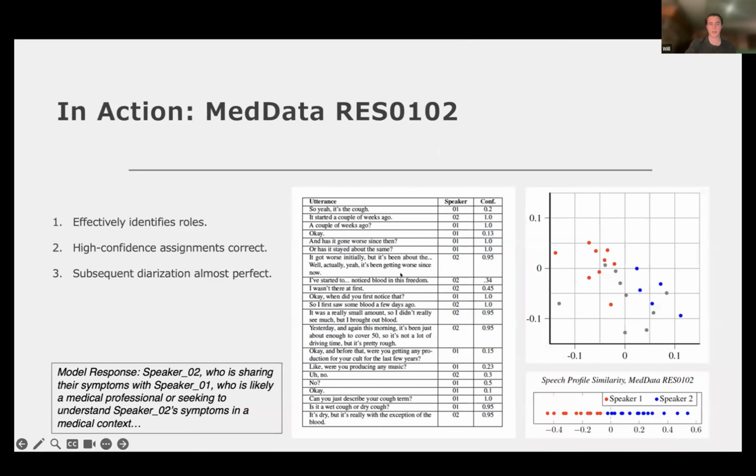Gotcha. Going back to that first conversation, here's an example applied. I'll go quickly over this, where the model successfully extracts the roles, and the highest confidence utterances classified are used to compose a voice print, which successfully diarizes the conversation. You can see down here the cosine similarity of the two voice prints.